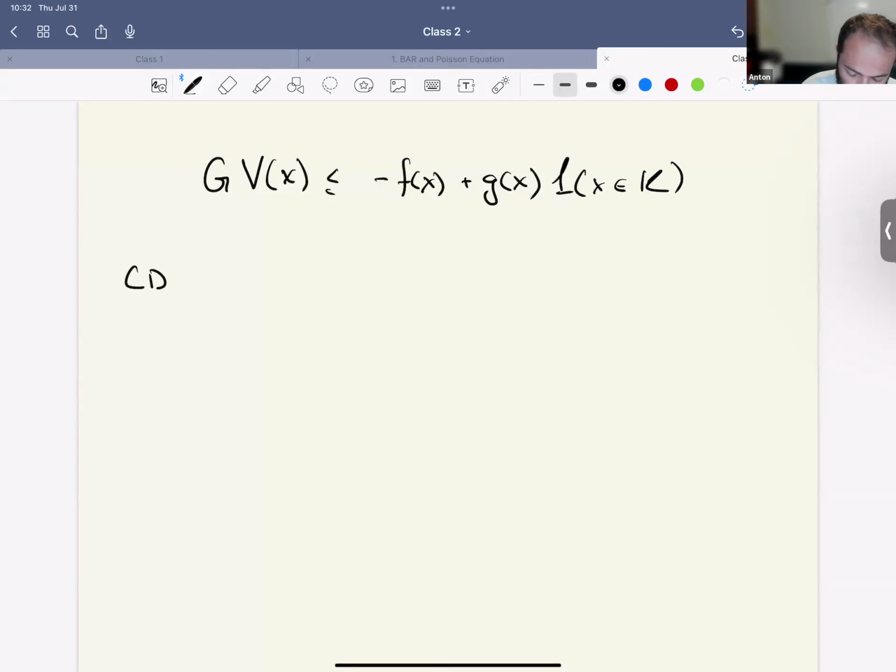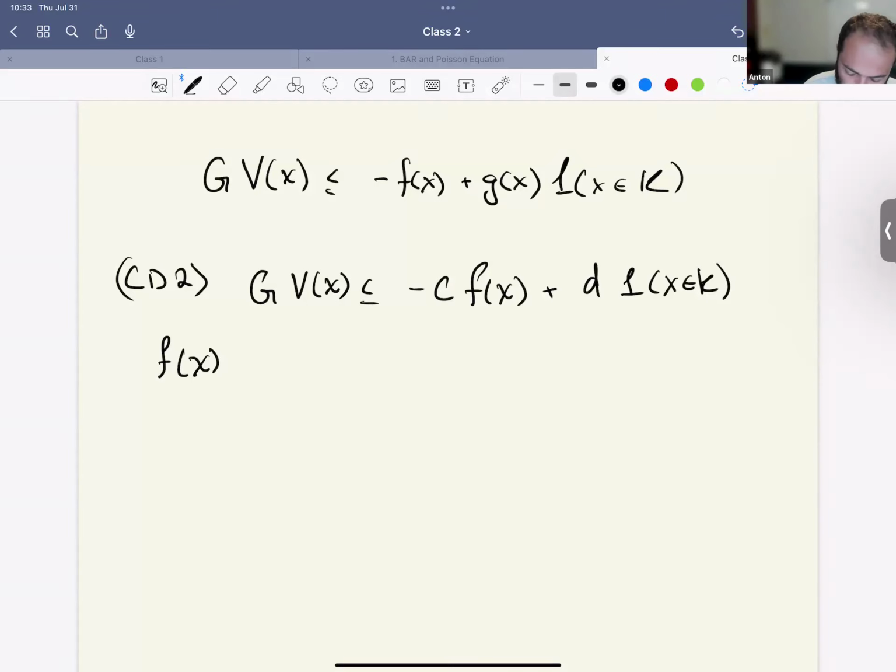The actual one, which is called CD2 in that paper, is GV of x is less than or equal to negative C f of x plus D as long as we're on some compact set, where f of x, not just for x, but the whole function, is bigger than or equal to 1.